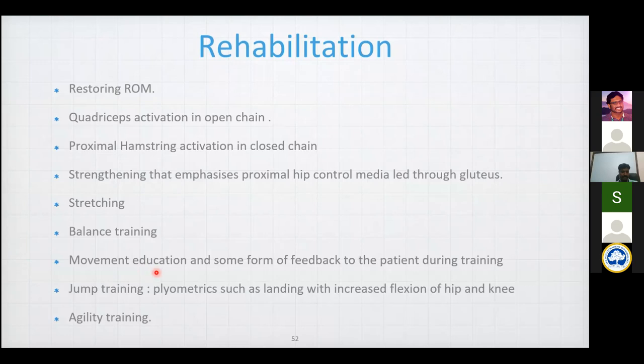So movement education and jump training. Plyometrics such as landing with increased flexion of hip and knee that we have already discussed before. Agility training. Jump training and agility training are the rehabilitation of phase 3 and phase 4. We will discuss it in day 2 post-op rehabilitation.